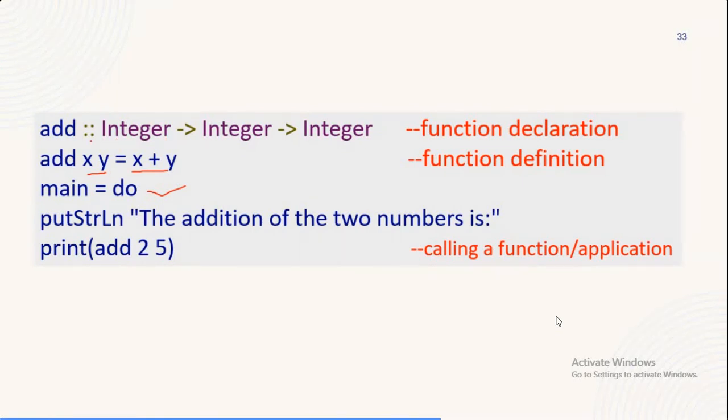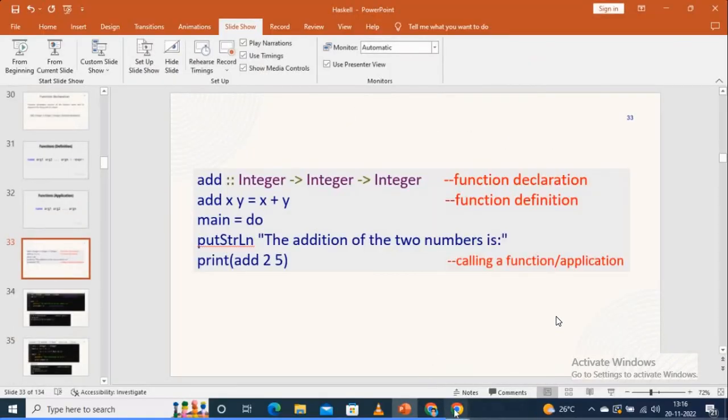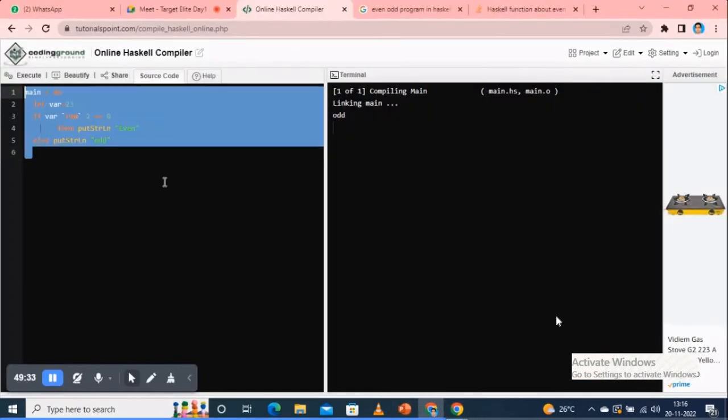So this is a very simple program where I used a function. The name of the function is add. Here we use putStrLn, which is a print function like in C. Here I print this line using this function, and this is the function to add the variables. So using one example, I am showing you how you can run a program using a function.